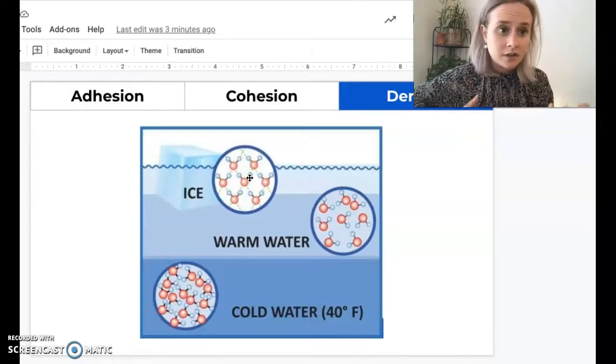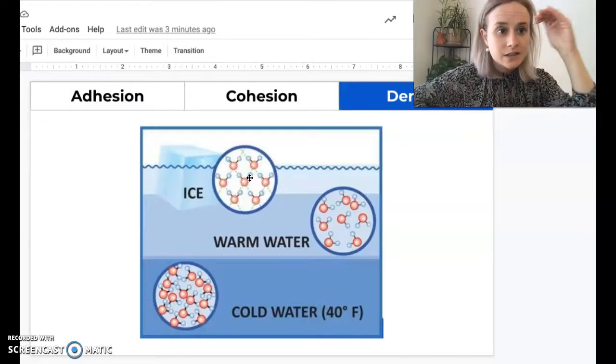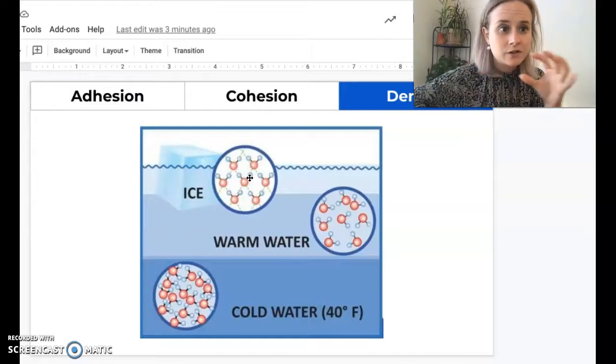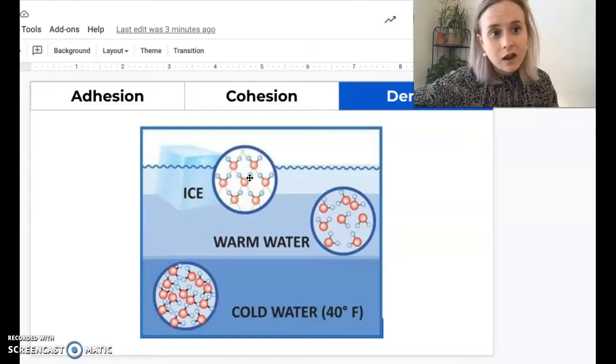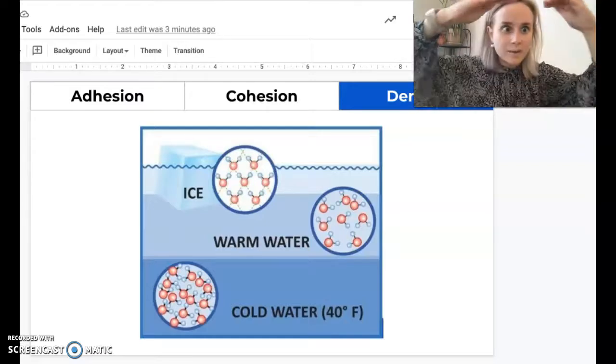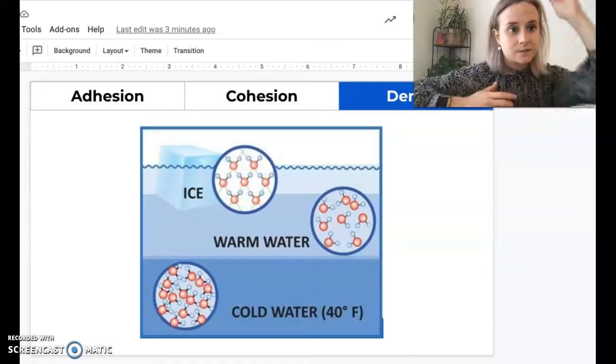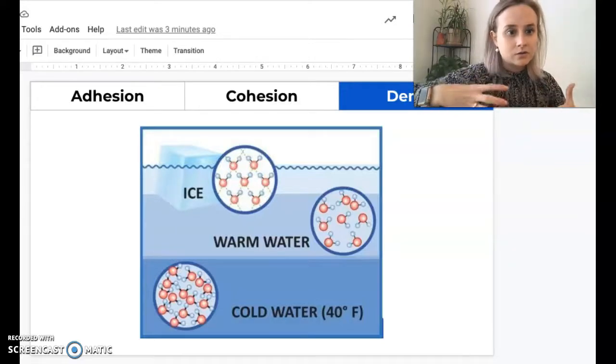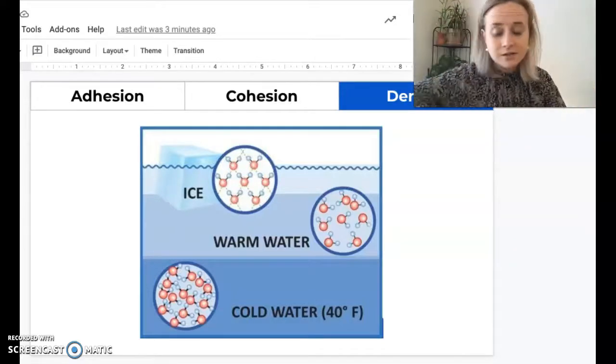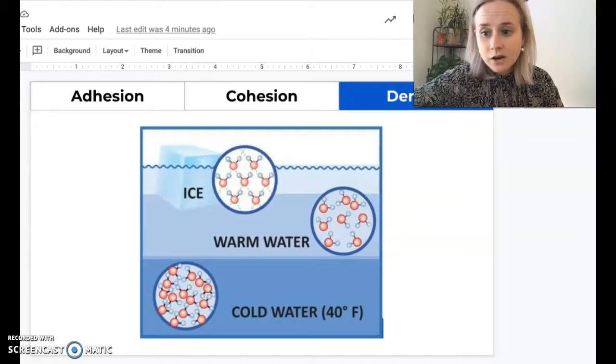And that's actually a really good thing because when lakes freeze, the ice floats to the top and those organisms are able to survive in the bottom of the lake instead of ice forming and then crushing all the organisms by going down. It's going to float and allow those organisms to not get trapped.